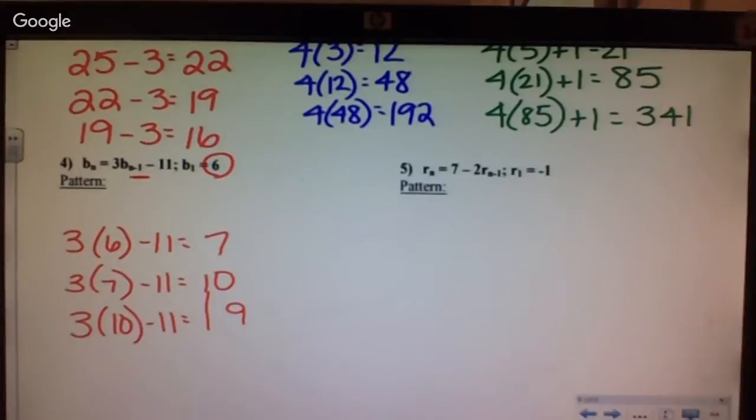Okay? So just be careful with ones like this. You've got the 7 minus 2, and here's where you replace. So we plug in -1 to start. Did we do PEMDAS? Yes. Or plug it into your calculator because your calculator does PEMDAS for you.